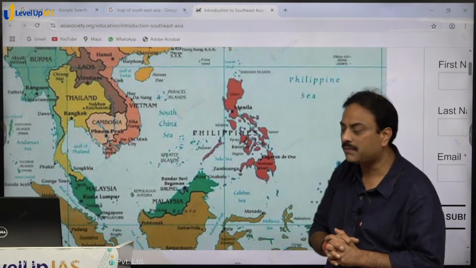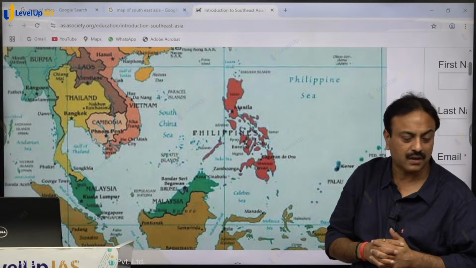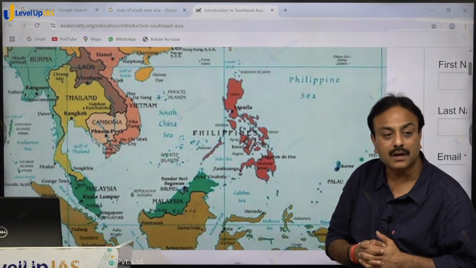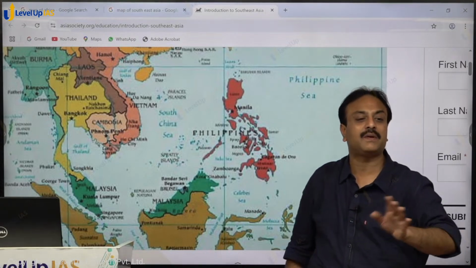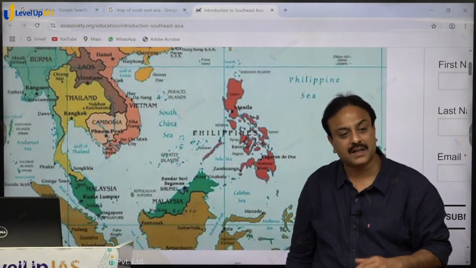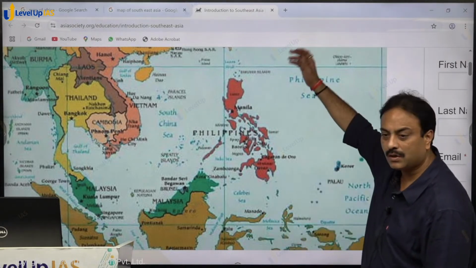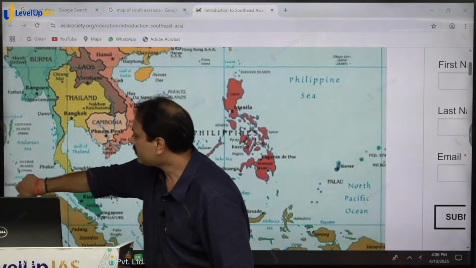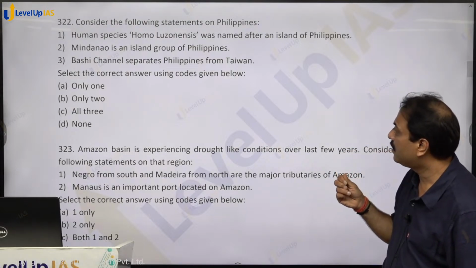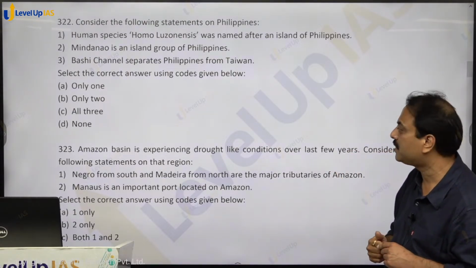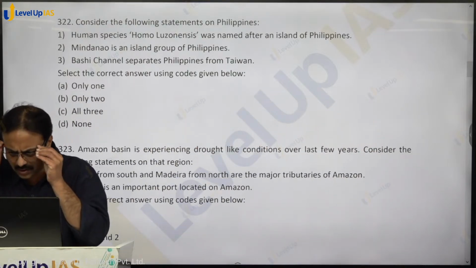What is given in the atlas? Check for that. Bashi Channel and Luzon Strait both will be there. Bashi Channel is also over there. In different atlases, it is mentioned as different. So if it comes Bashi Channel, okay. If it comes as Luzon Strait, then also okay. It is north of Philippines. So all three statements are correct. So all three, option C, C for cat, shall be the right answer to this particular question.